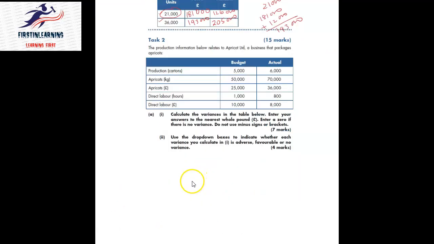So in task 2, we can see this question is asking for the variance analysis, and this question can be tricky in the exam sometimes, so you have to be very careful for this type of question. You can see we have a different type of information here. We have the budgeted information and we have the actual information. So you already know the variance analysis means the difference between the budgeted and the actual.